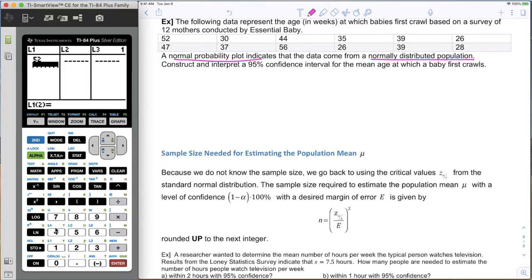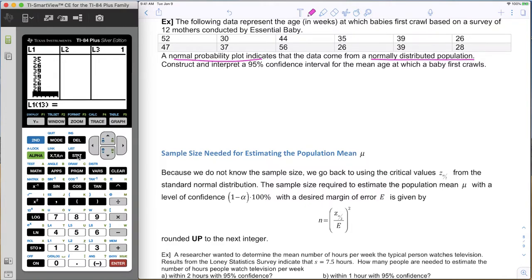52, 47, 30, 37, 44, 56, 35, 26, 39, another 39, 26, and then 28. So all 12 are in list 1.